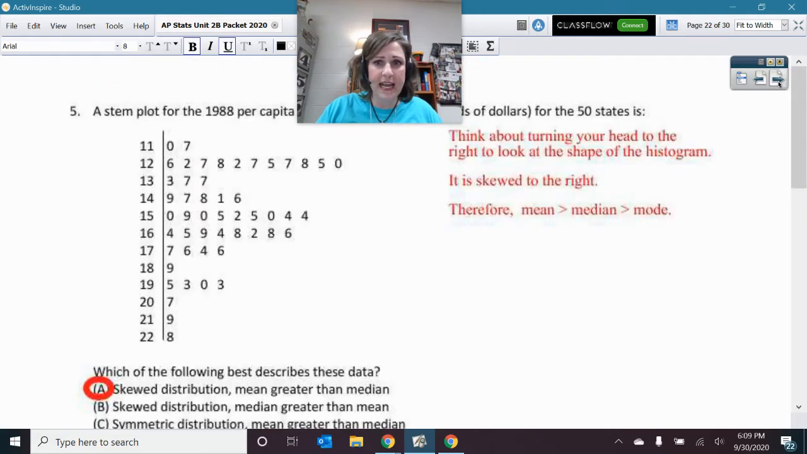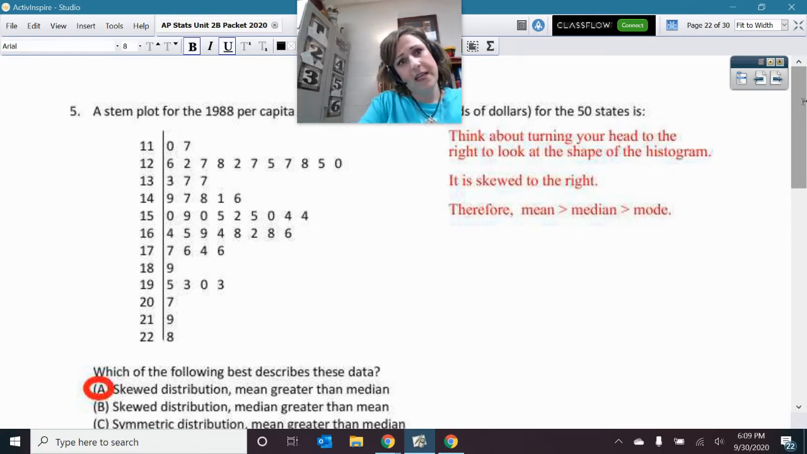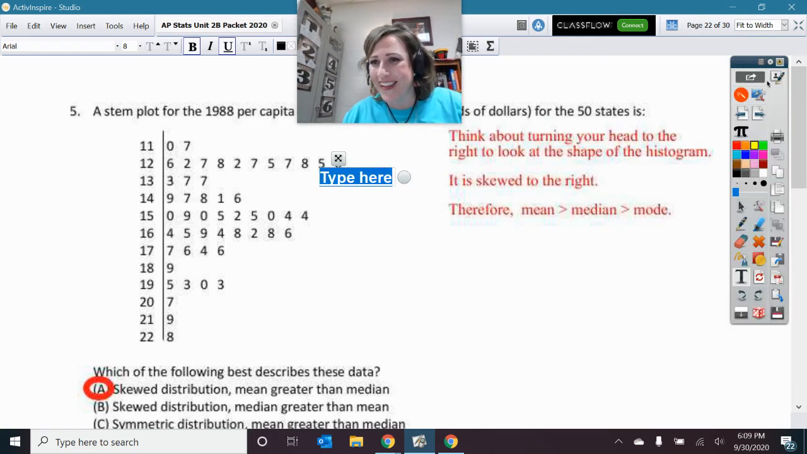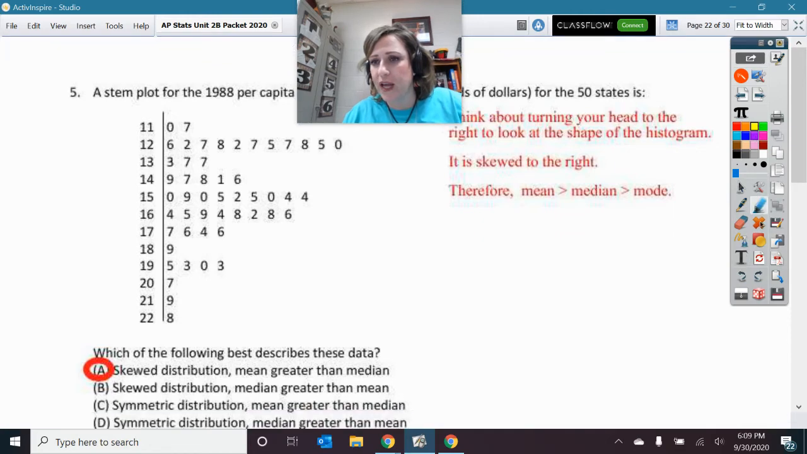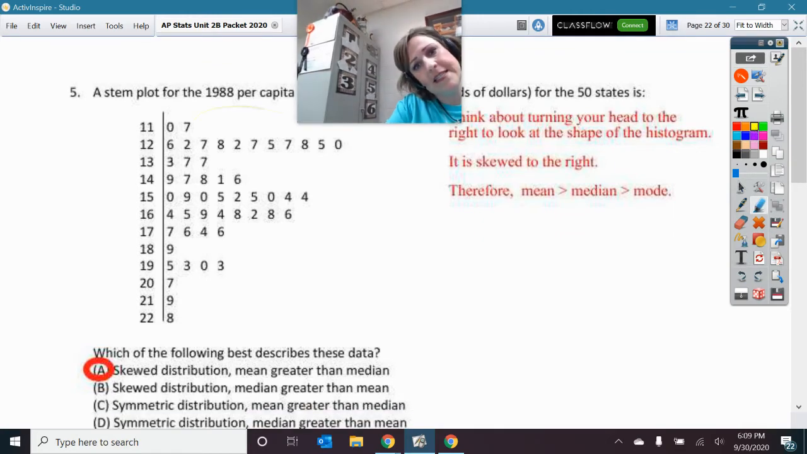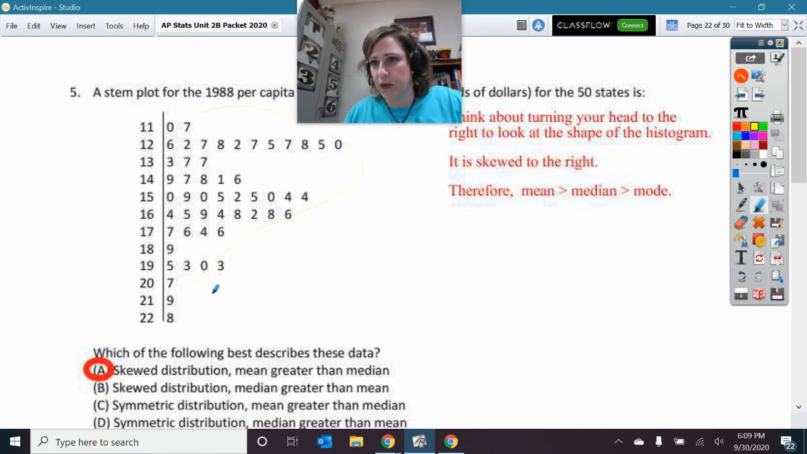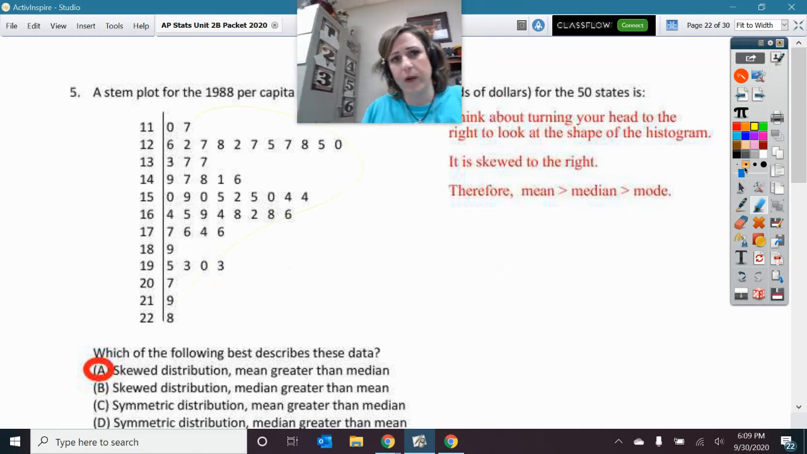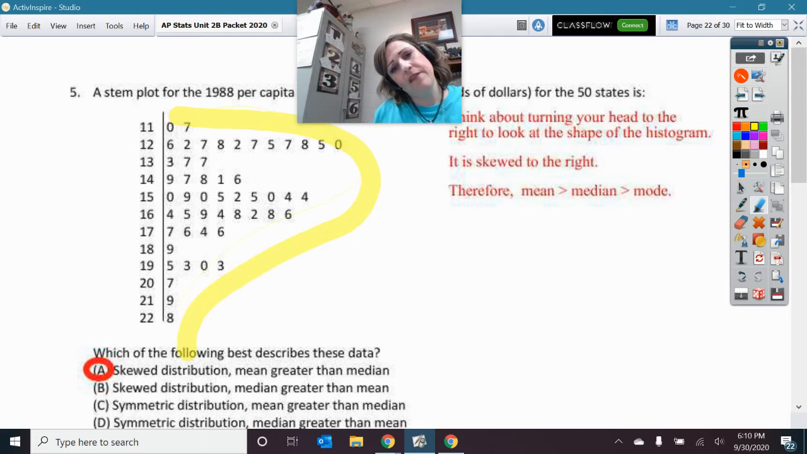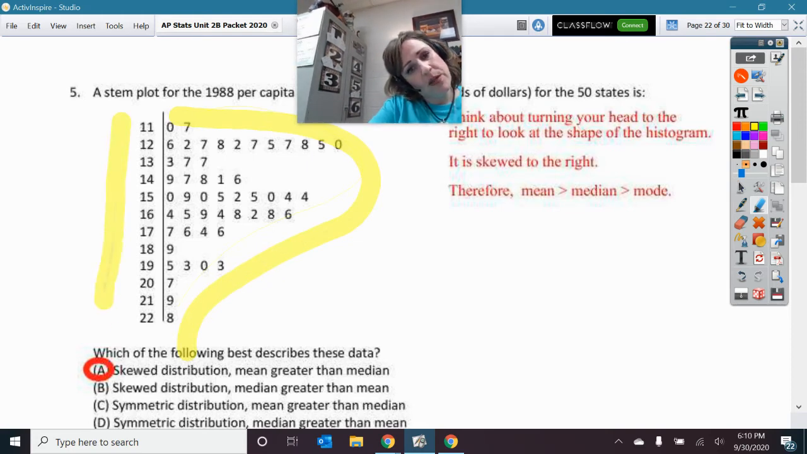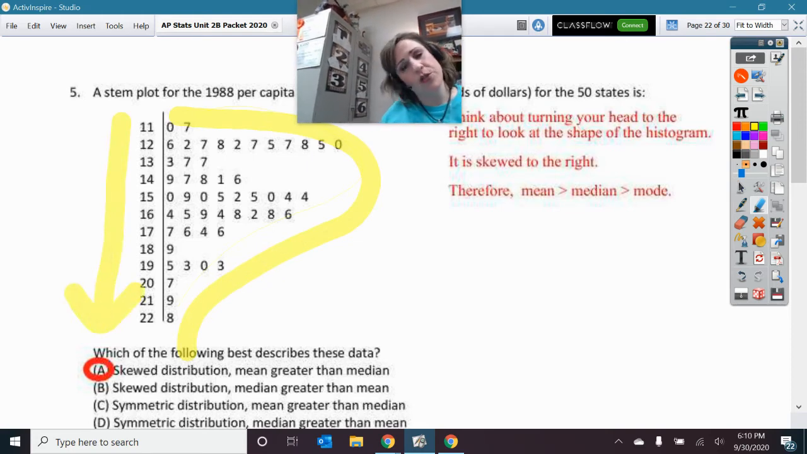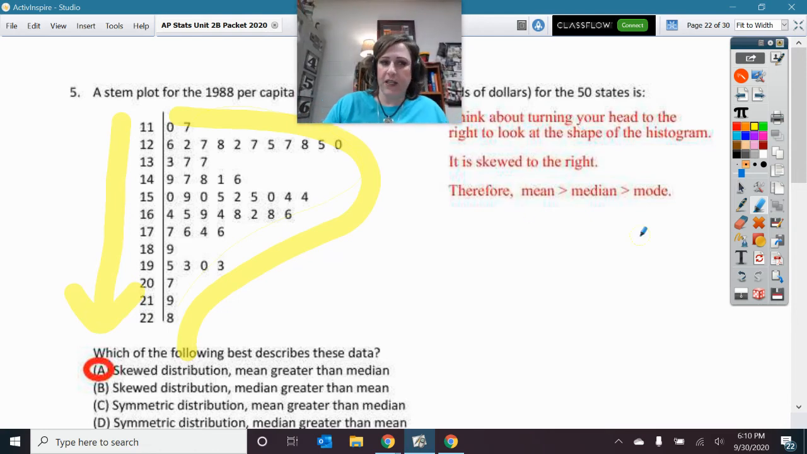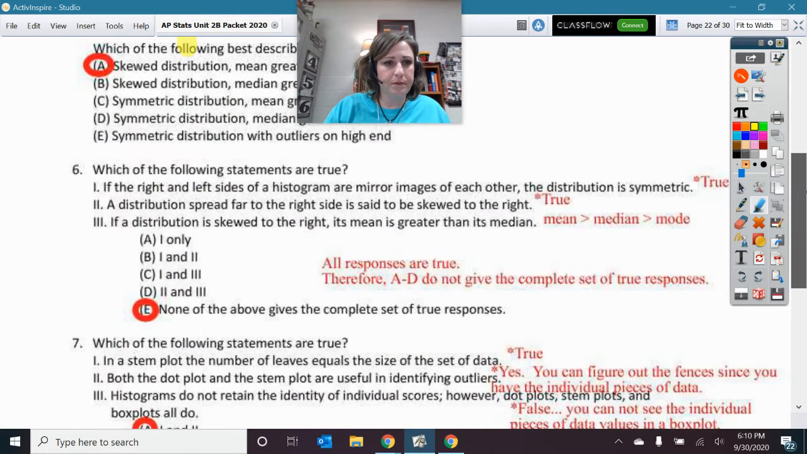Now, if you take this picture and turn your head sideways, you can see that it is skewed in this direction. Looking sideways, make sure the number line is going from least to greatest when you turn your head, and that's how you get that. So the mean is greater than the median.